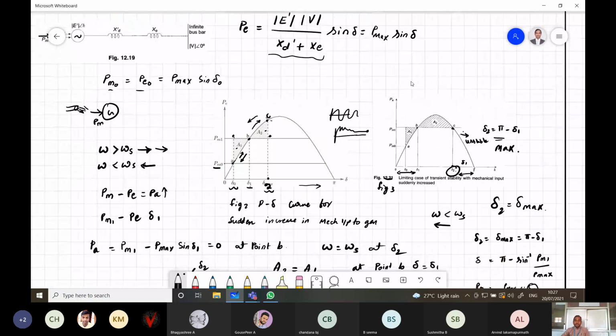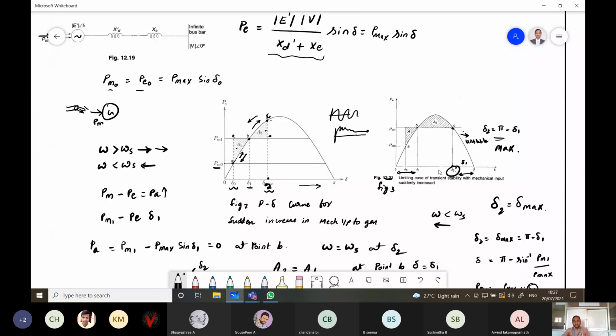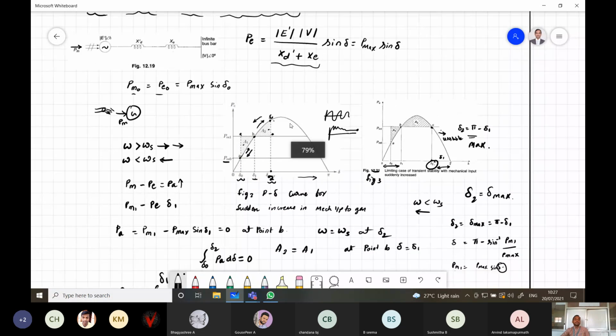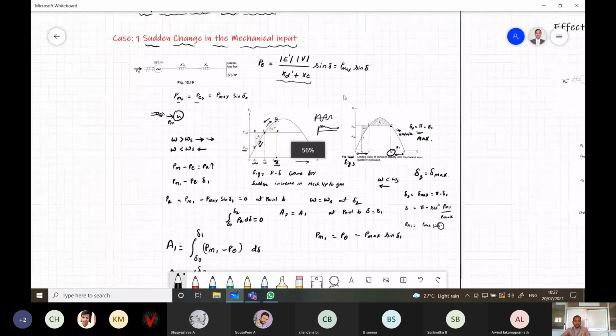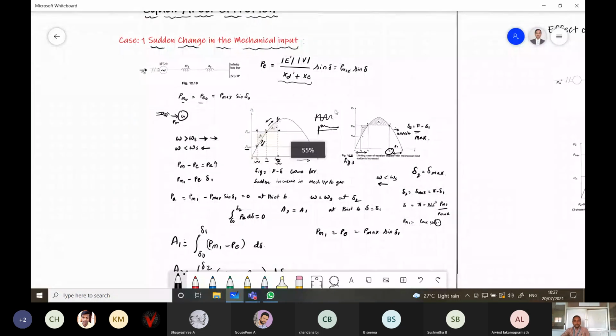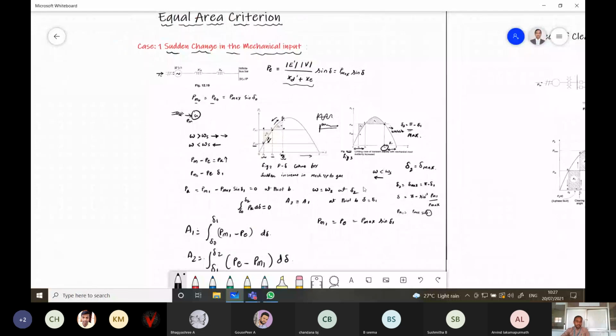Suppose the mechanical input is more and delta 2 is increased further, so the accelerating power crosses beyond point C. Then A1 and A2 are not equal, so the system will become unstable. So this is the concept behind a sudden change in the mechanical input. Is it clear?